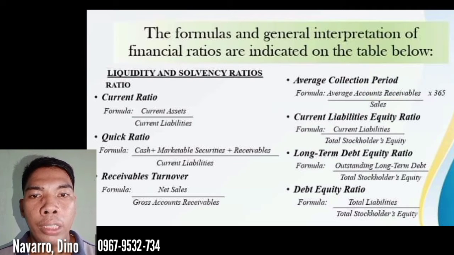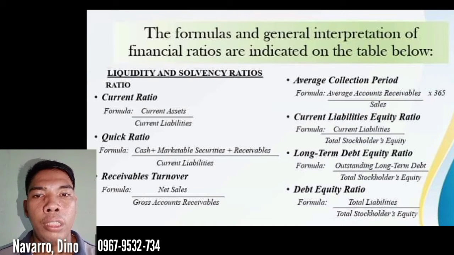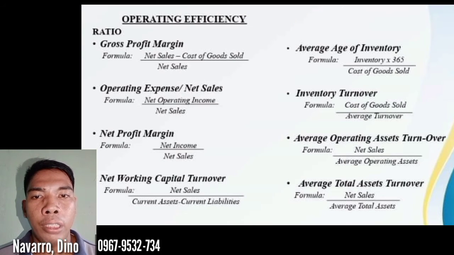Should compare with terms of sales of the business. Current liabilities equity ratio formula: current liabilities divided by total stockholders' equity. Long-term debt ratio formula: long-term debt divided by total stockholders' equity. Debt ratio formula: total liabilities divided by stockholders' equity. Current liabilities equity ratios measure the degree of protection of creditors provided by the owner's operation.